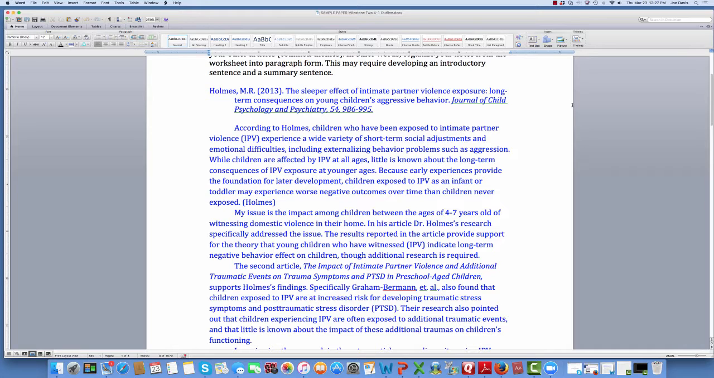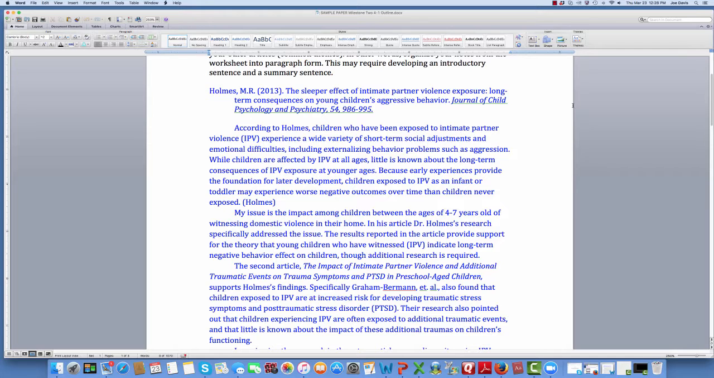All right, so we have this article written by Dr. Holmes, and it says the sleeper effect of intimate partner violence exposure. Long-term consequences on young children's aggressive behavior. It came from the Journal of Child Psychology and Psychiatry. 54 is the volume, 986 to 995 are the pages.